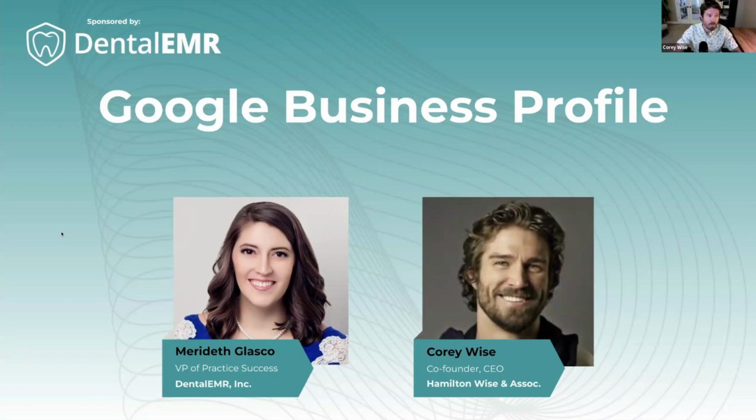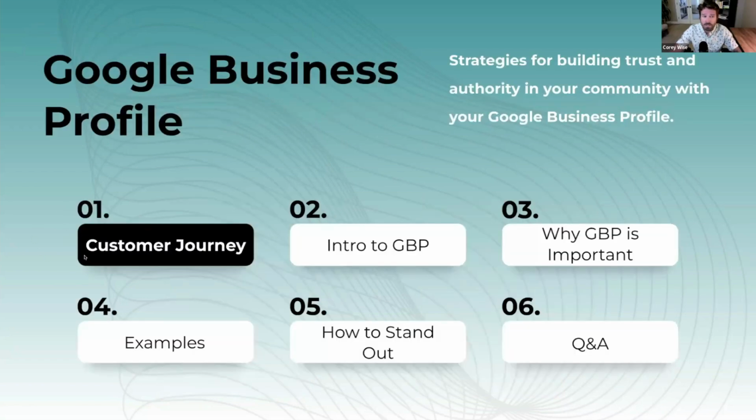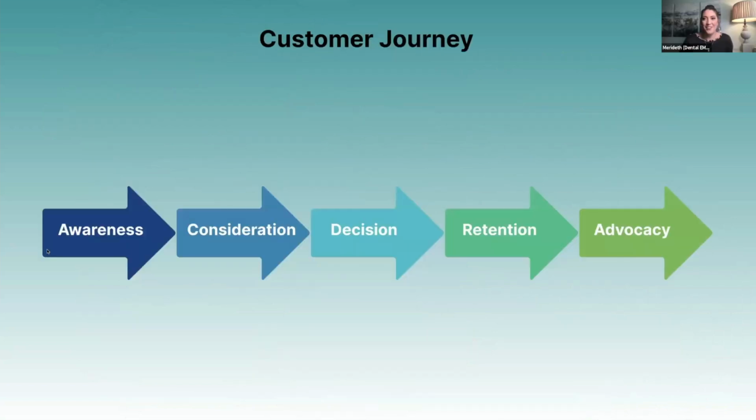Awesome. So the different sections we're going to talk about today: we're going to go through the customer journey for those who missed it. This is going to be on the patient side this time, the customer buyer journey. We're going to go through an introduction to what Google Business Profile is and why it is important. We're going to give some examples so you can see what makes a good profile versus one with some areas to improve. We're going to cover how to stand out, and then we're going to have a final Q&A. If anybody here has questions, we welcome them. Otherwise, we'll go through some of our own. Awesome. Sounds great.